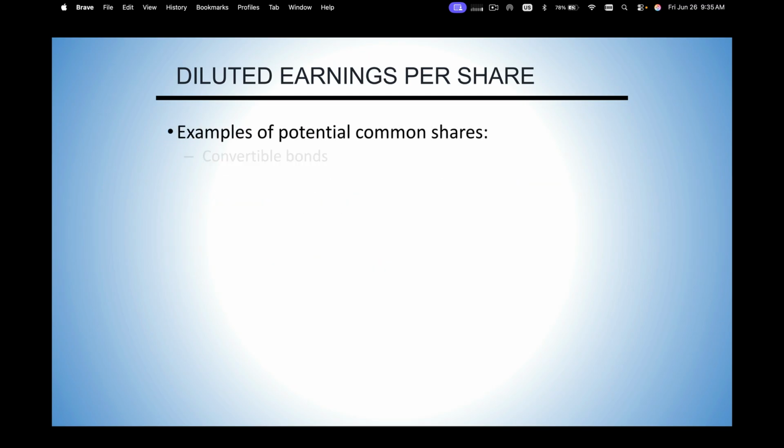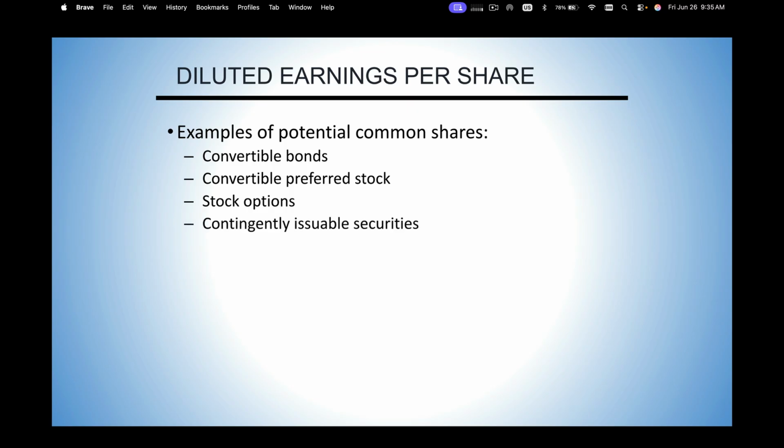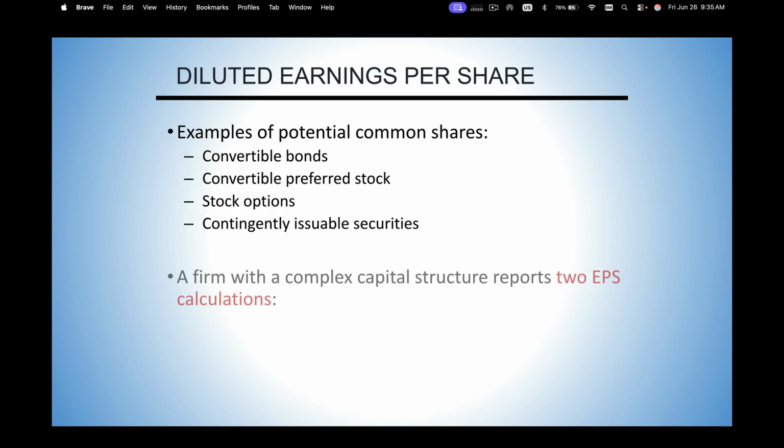Some examples of these: bonds that can be converted into common stock, preferred stock that can be converted into common stock, stock options, stock warrants, those kinds of things that are essentially stock options, and contingently issuable securities. We won't talk about that in any more detail, but we'll talk about the first three. A firm with a complex capital structure reports two earnings per share calculations under most conditions.